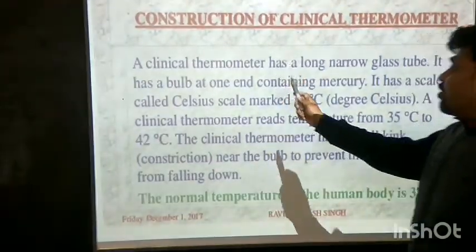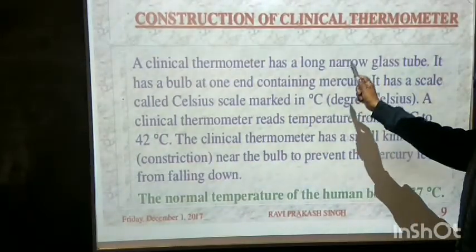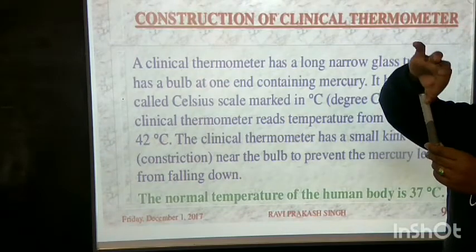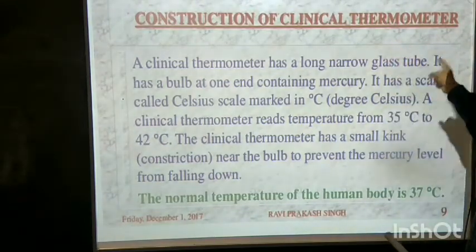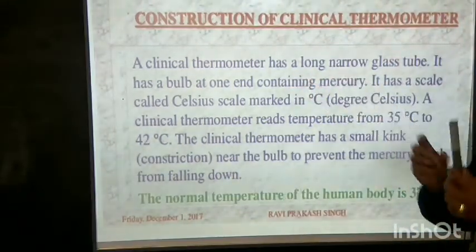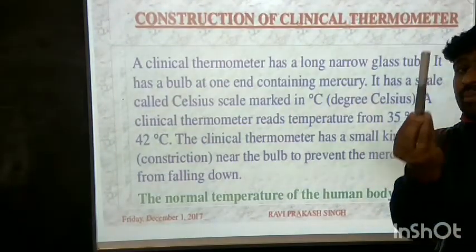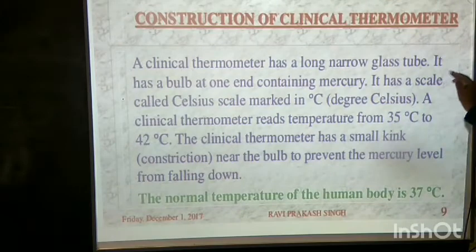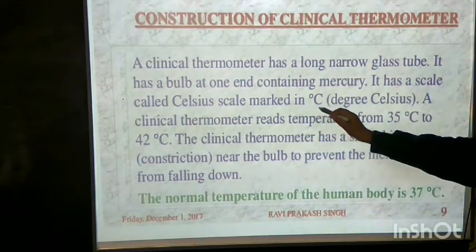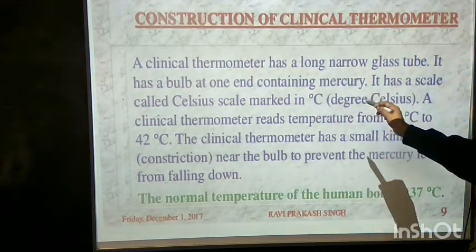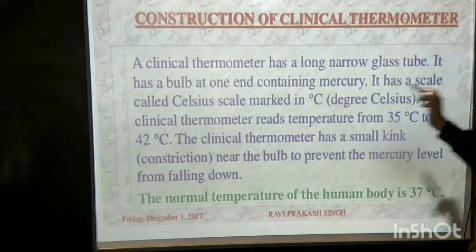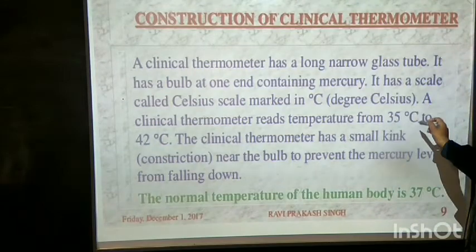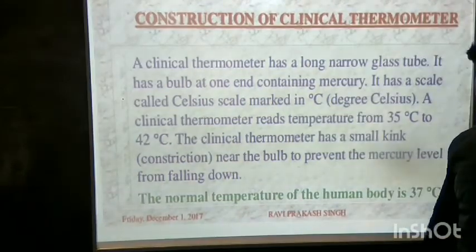A clinical thermometer has a long, narrow glass tube. Here, it is the long, narrow glass tube. It has a bulb at one end. At one end, it contains a bulb. Clear? And containing the mercury. It has a scale called the Celsius scale, marked in degrees Celsius. Clear? A clinical thermometer reads the temperature from 35 degrees Celsius to 42 degrees Celsius.